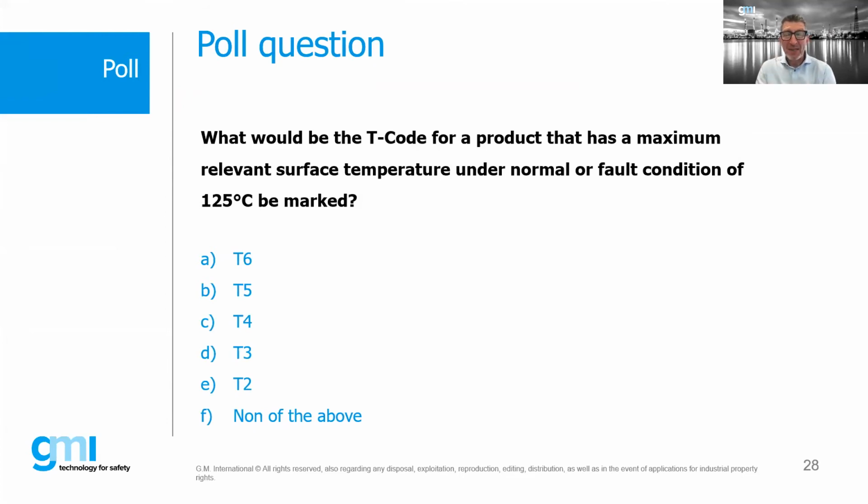You guys are doing okay. We talked about 90, 80 something at the bottom and 500 at the top. So 125 is somewhere in there, not too far up, not too far down. I will give you a hint here for those of you who have not answered. T6 translates to 85 degrees C. T5 is 100 degrees C. T4 is 135 degrees C.